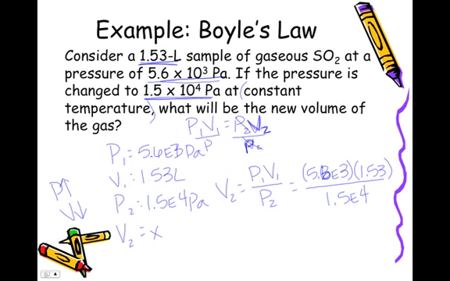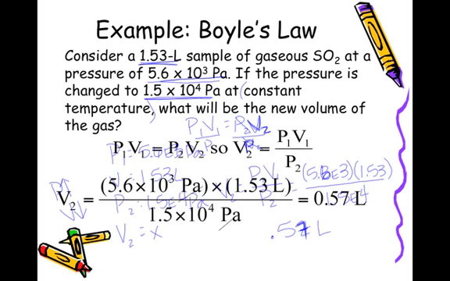And I end up with 0.57. Let's see, we're only allowed 2 sig figs. That's a 7. Wow, my brain is not working today. 0.57, and since this is my volume, my units are liters. You can see that worked out there.